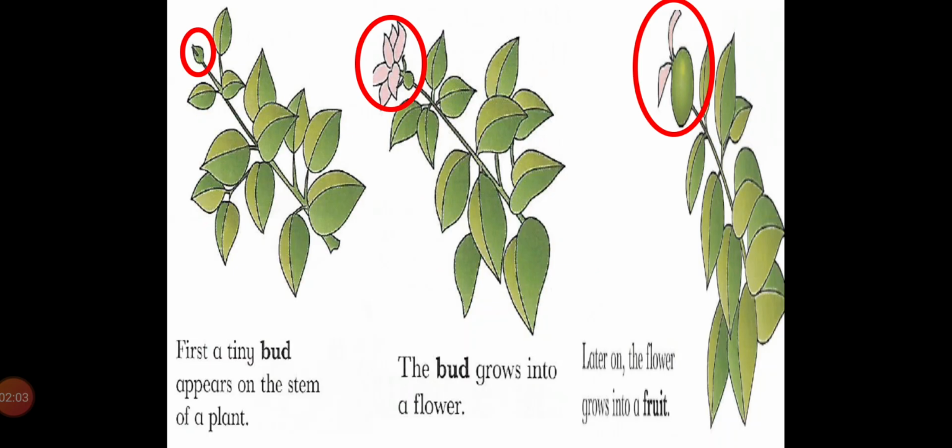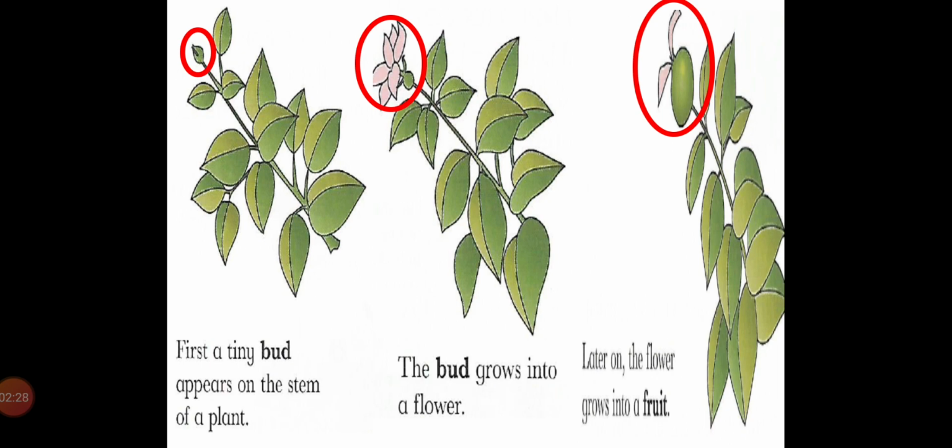Here we have the stages of life of a flower. Firstly, a tiny bud appears on the stem of a plant, as you can see in the first diagram. Then, this bud grows into a flower, as you can see in the second diagram. Later on, the flower grows into a fruit, as you can see in the third diagram. So, there are three stages: bud, flower, and fruit.